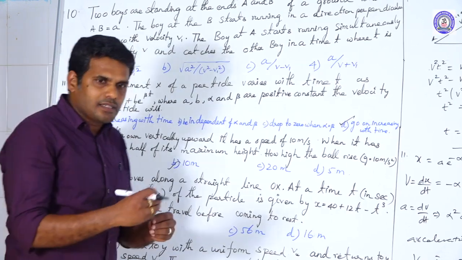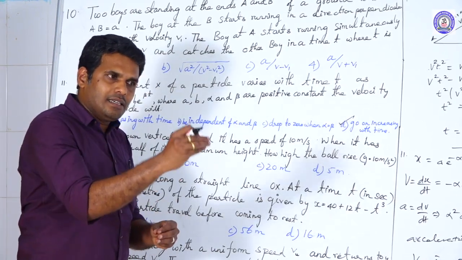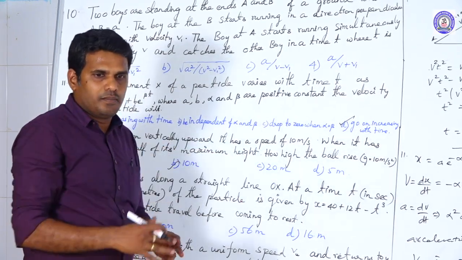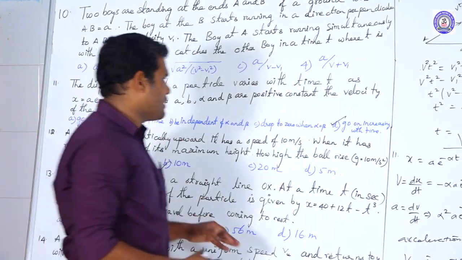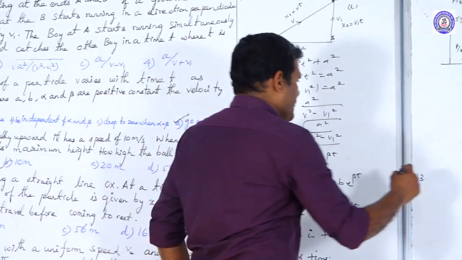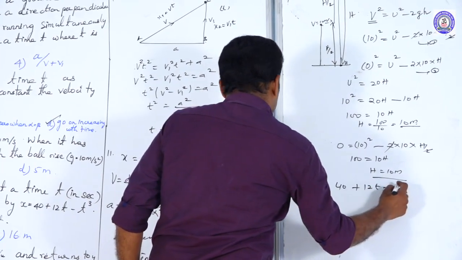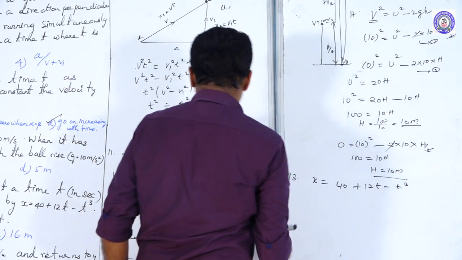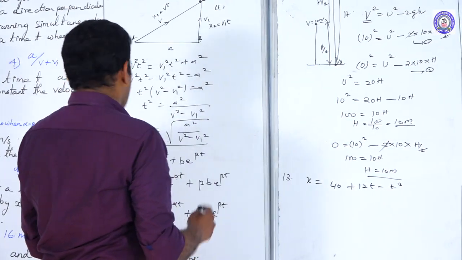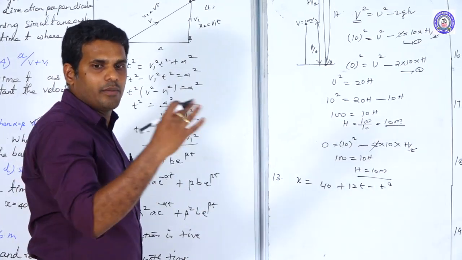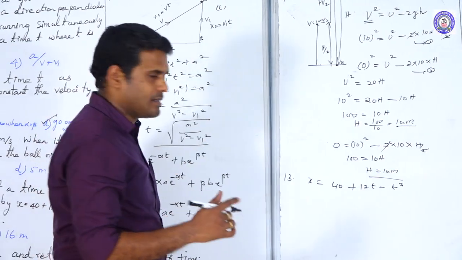If you say the particle is coming to rest, the velocity at the point where it comes to rest is 0. Right? So displacement is given. We can write x is equal to 40 plus 12t minus t cube, from which we have to calculate how long the body will travel before it comes to rest.